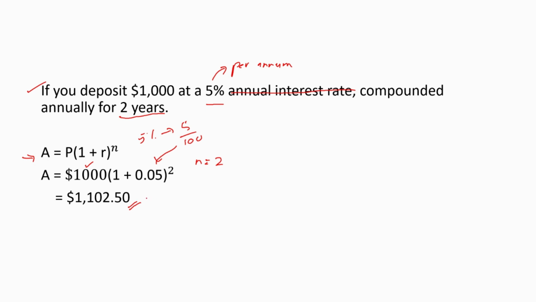If they are asking what is the compound interest you will earn on the $1,000, you have to just deduct the $1,000. This is the original amount. So you can calculate the interest earned, which is $102.5. Always read the question carefully and understand what they are asking for, whether they are asking for the total amount or whether they are asking for the interest earned.